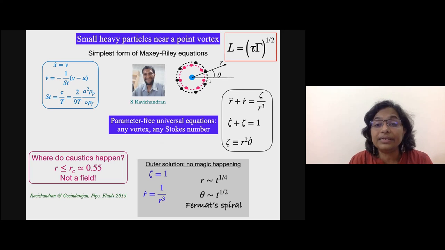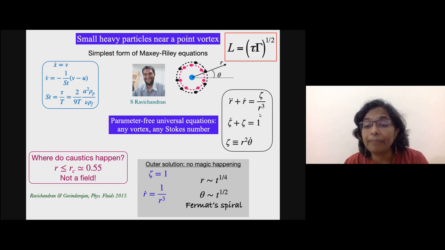So this is a very simple equation. When you write this equation in cylindrical coordinates just around a vortex, and you scale it by this special length scale, where tau is the particle time scale and gamma is the circulation of the vortex, you get this parameter-free set of equations. That's the beauty. You solve these equations, and the same answers are valid for any vortex, any Stokes number. So the equations are parameter free.